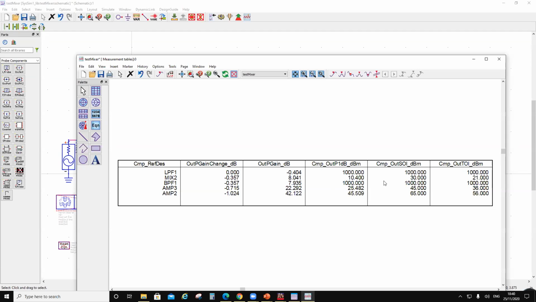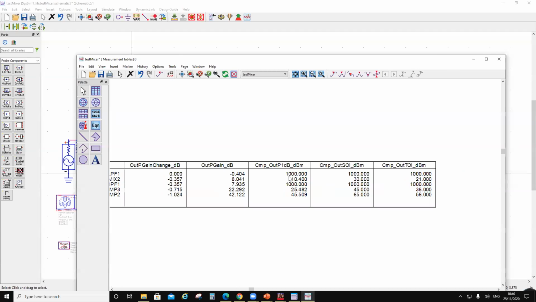Now, what is over here? P1 dB. Okay, so P1 dB of the mixer is 10.5. So in the individual simulation, it shows 10.5, right? So that's over here. Then over here, it was 25.4. And over here, it is 45.